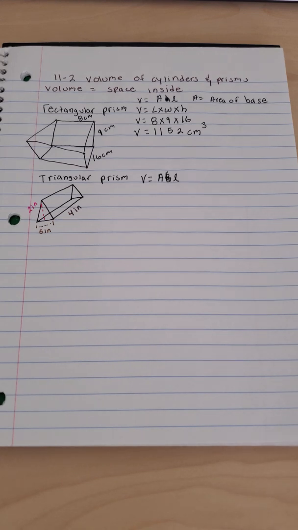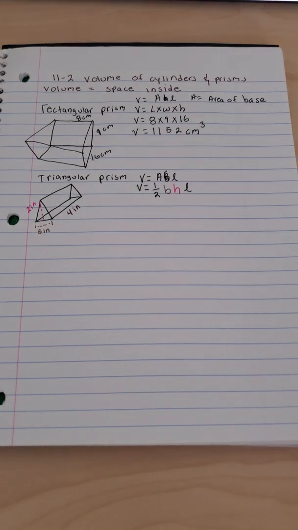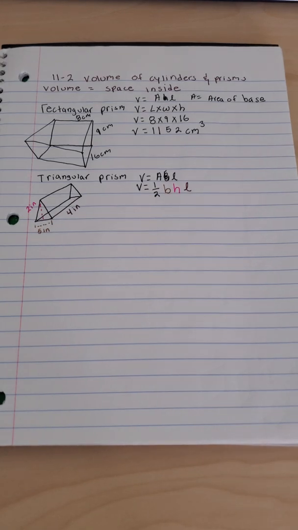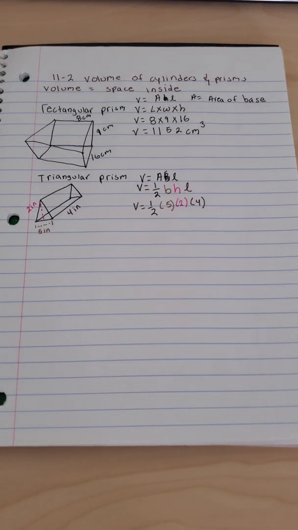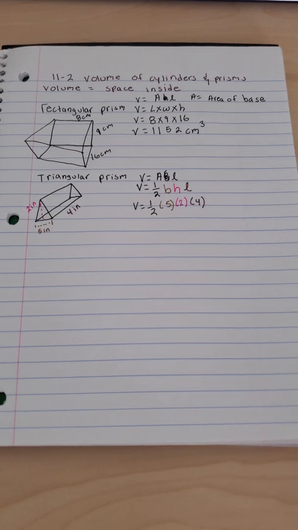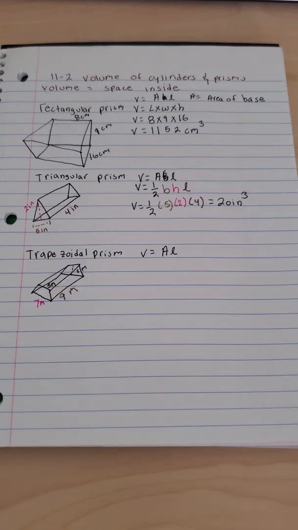One mess up I had earlier, I'm sorry, it's supposed to be length, not height. So it's the area of the base times length. So we know that the area of the base for a triangle is 1/2 base times height. So let's go ahead and plug that in. And I went ahead and color coded our side lengths. So all we have to do is plug in those three numbers. So we get 1/2 5 times 2 times 4, which if we put that in the calculator, we go ahead and get 20 inches cubed.